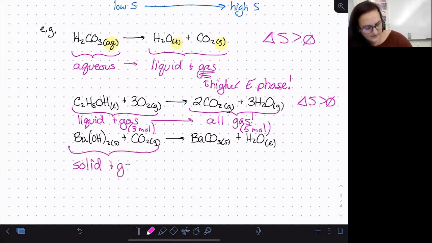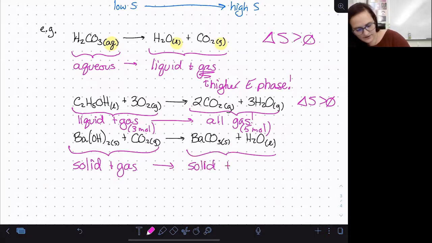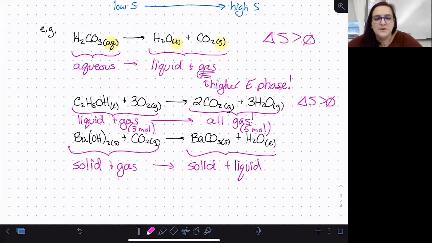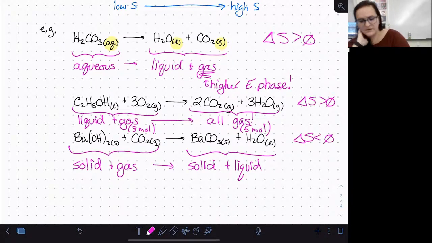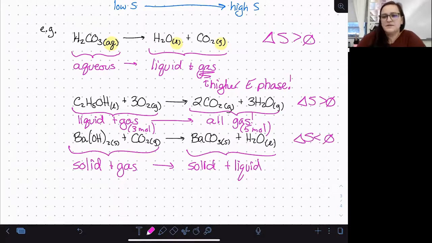And then last but not least, we have a solid and a gas reacting to form a solid and a liquid. So here, the solid on both sides is kind of a wash. We have gas versus liquid. Gas is going to be higher. So this time we're starting with more energy in our system, more entropy in our system, and it's decreasing as the reaction proceeds. So this is going to be a negative delta S, or a decrease in entropy as this reaction proceeds.